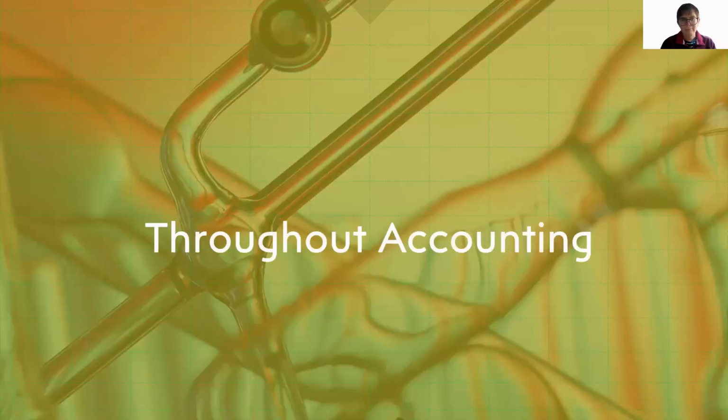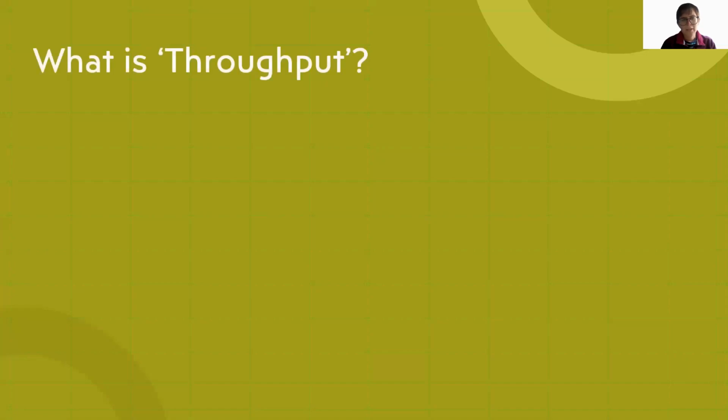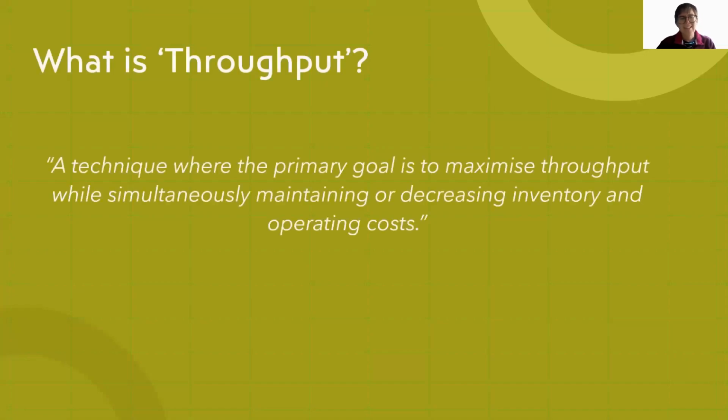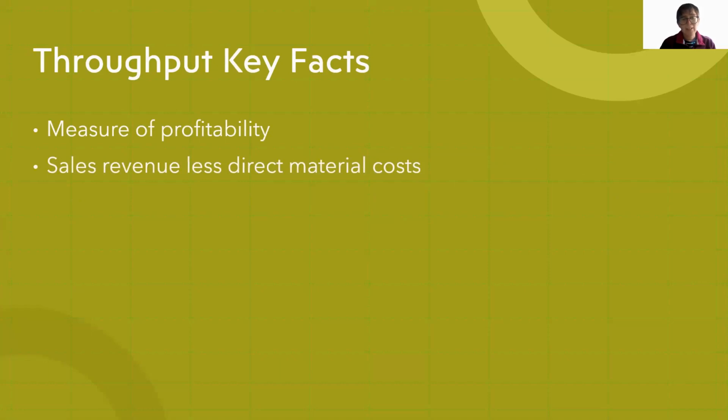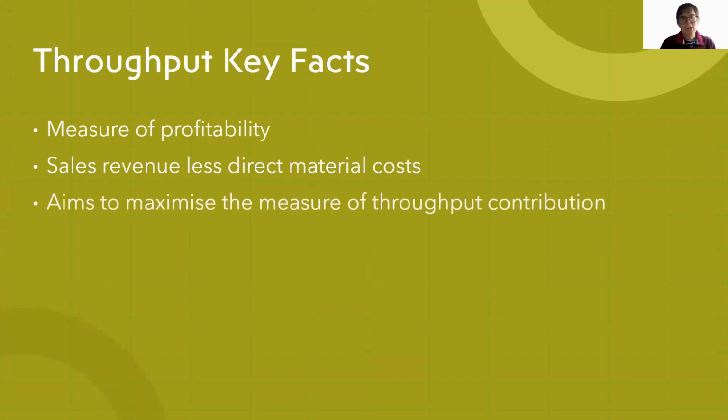Throughput accounting then. What is throughput? Well, it is a technique where the primary goal is to maximise throughput while simultaneously maintaining or decreasing inventory and operating costs. So a few key facts about throughput accounting then. It is a measure of profitability. It can be calculated by deducting any material cost from sales revenue. Throughput aims to maximise the measure of throughput contribution.